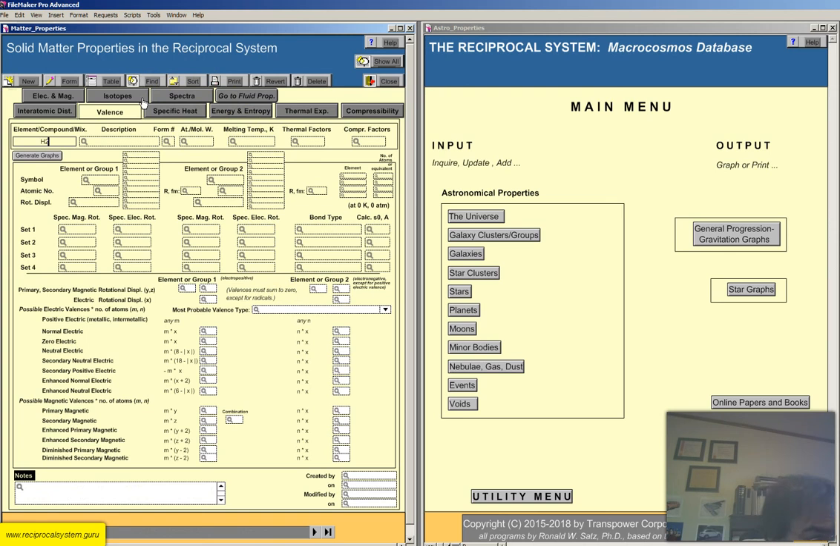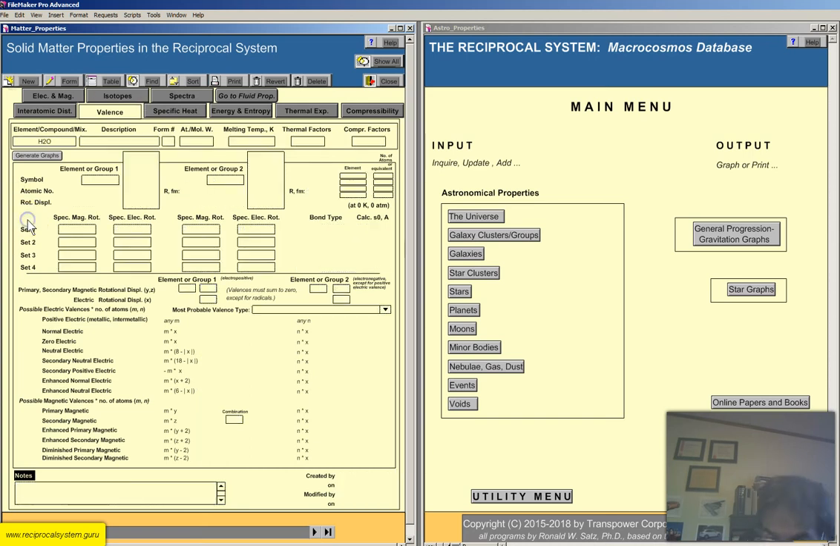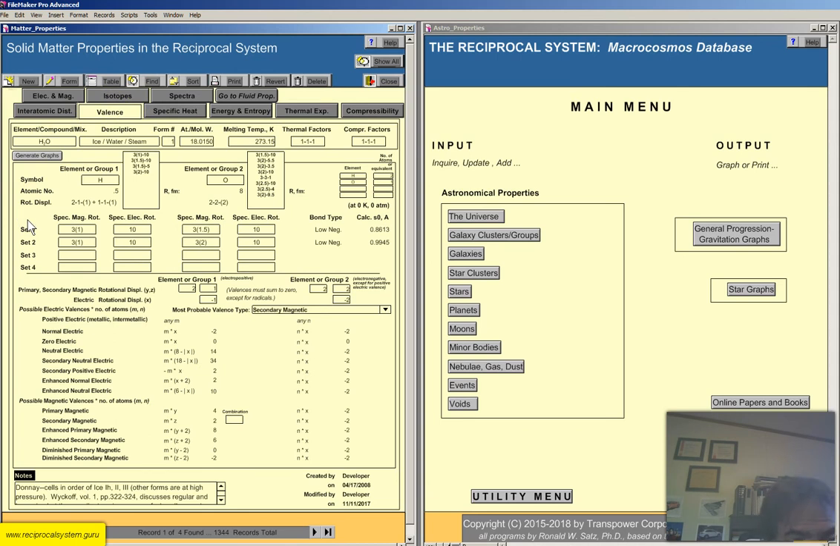So I'll type in H2O. And hopefully this will bring up water, ice. And here we have H for the element 1 and O for the element 2. So look at the different specific rotations here and here. And then you pick one of these, one from here, and you get low negative, and you get 0.8613. It's calculated.